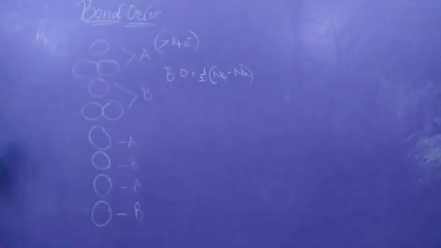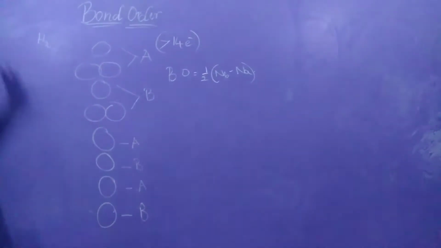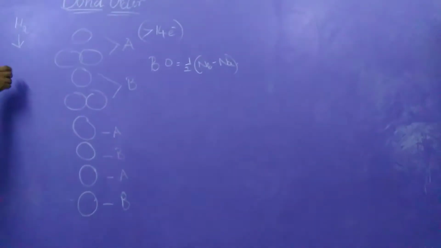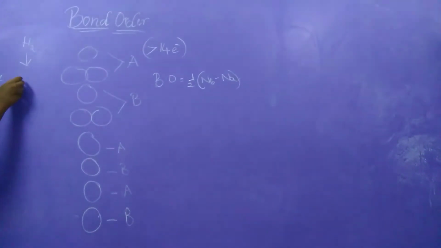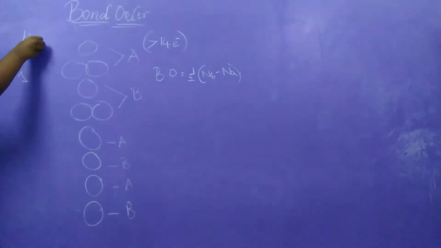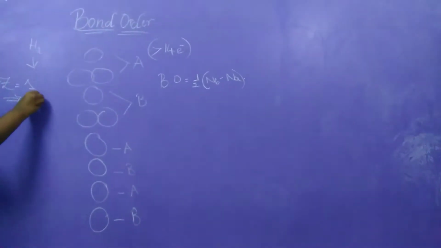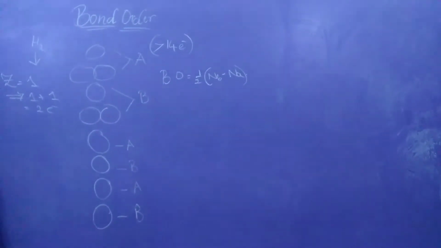In this video, we are going to find the bond order of a hydrogen molecule. So for that, first we have to know how many electrons are there in a hydrogen molecule. So H2, first we have to know the atomic number of hydrogen, H. The atomic number of hydrogen is 1. There are 2 hydrogen atoms here, so it will be 1 plus 1, that will be 2. There are 2 electrons in this particular hydrogen molecule.